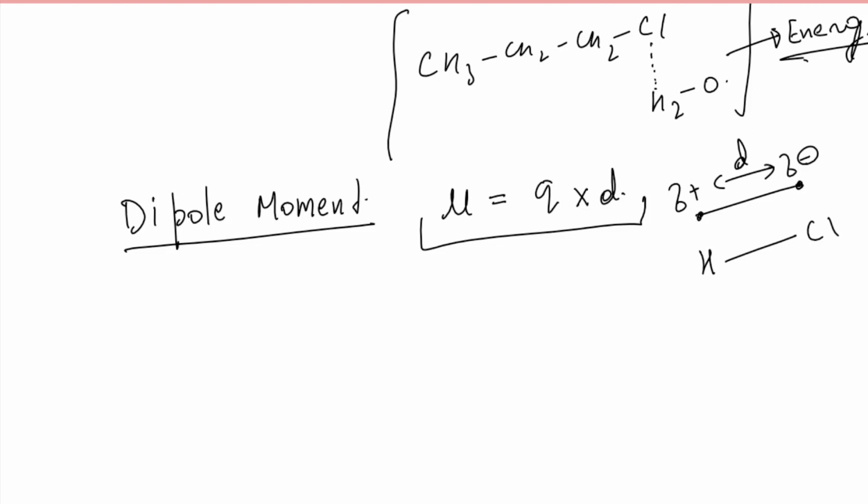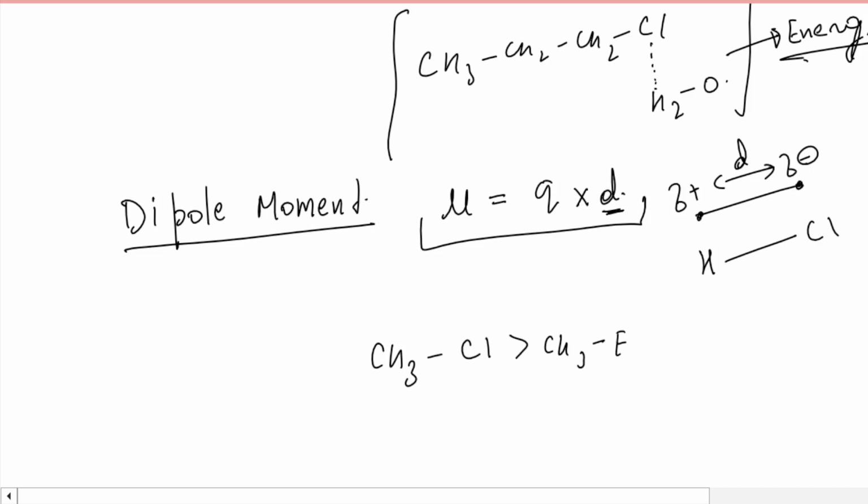Here polarity we will relate to the electronegativity. More the electrons halogen can withdraw, the more polarity is. But the other thing we also have to consider is the distance between them. So considering both the factors, the order for methyl derivatives is: CH3Cl is having maximum dipole moment, then CH3F, then CH3Br, and then CH3I. So this is the order of dipole moment we will see here.